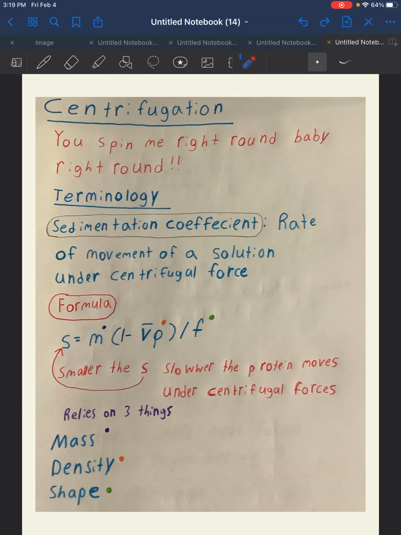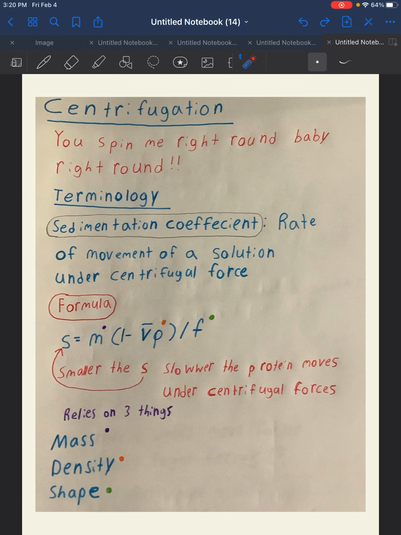Now, centrifugal force, if you remember from physics, is a force that allows for various molecules to be forced inwards towards a circular motion. It takes advantage of centripetal acceleration, all that good stuff. But we don't really need to understand the physics of it. We just need to understand one equation, and that is the sedimentation coefficient.